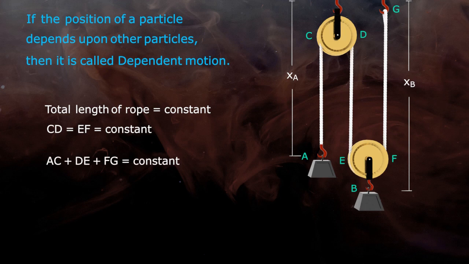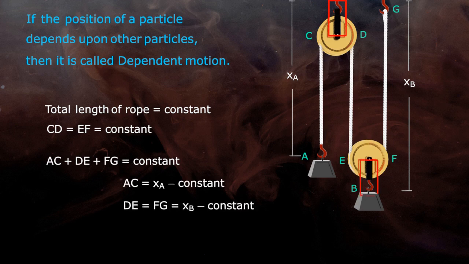Now how can we find lengths of these individual segments? So we have measurement XA for block A, but that is measured from ceiling. Now the first pulley is fixed. So this distance is going to be constant, anything like 0.5 meter or 1 meter or 1.5 meter. We are not interested in value of constants right now. So AC can be written as total distance XA minus constant. Similarly, DE and FG is XB minus constant. So we get equation XA plus 2XB is equal to constant.